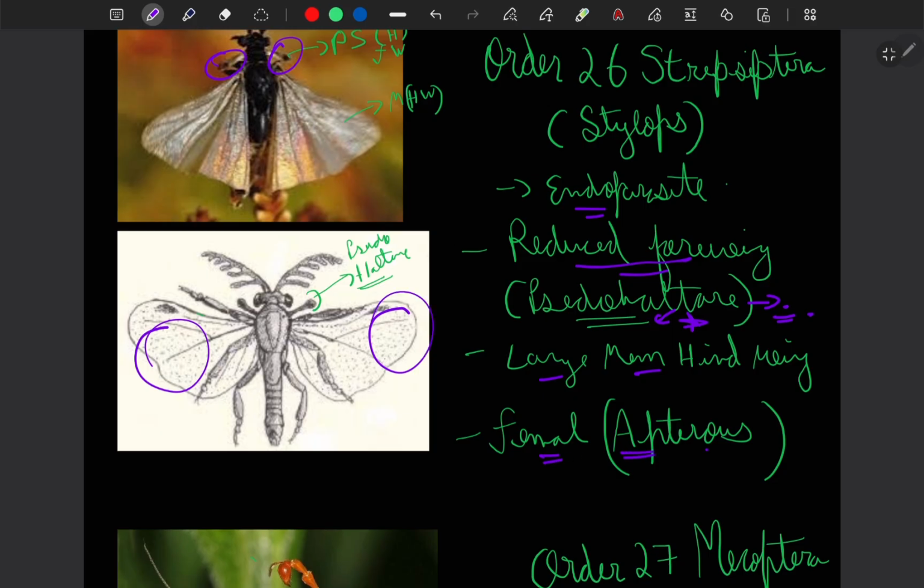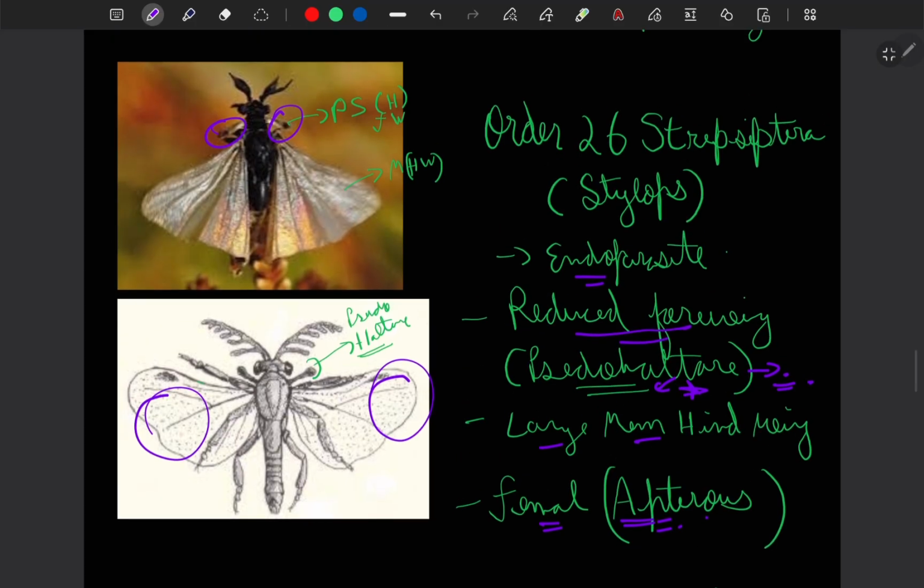That means some females in insects do not have wings. Still they are there in the pterygotes, but they do not have wings. This is because of modifications.